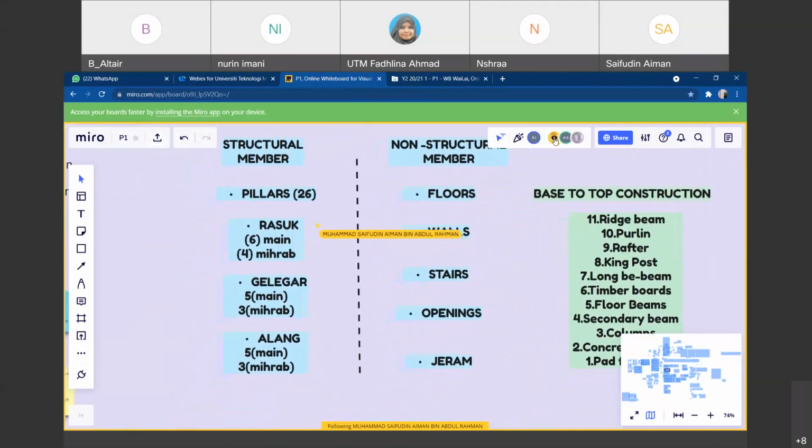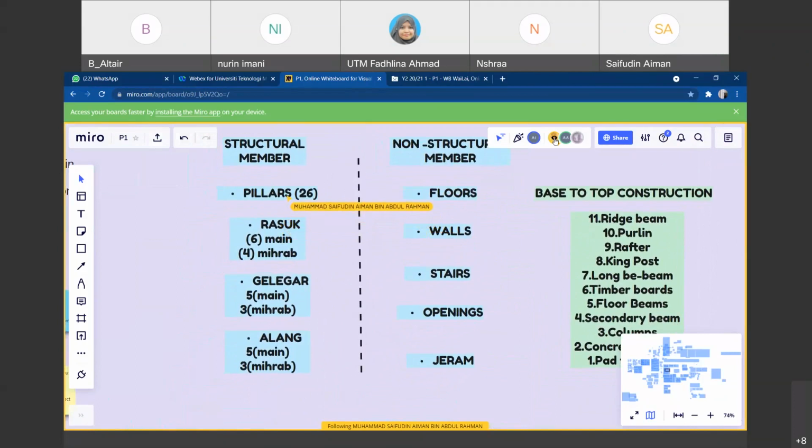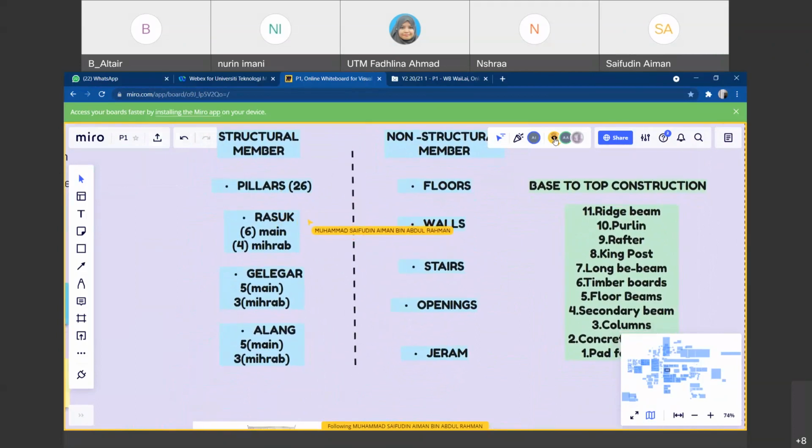For the structural members, we have pillars. For this mosque, we have 26 pillars. And then we have rasu, and I will include the English names. For the rasu, there are six in the main space and four in the mihrab. Then gelegar will have five in main and three in mihrab. And last is alang, five in the main space and three at the mihrab space. For the non-structural members, we have floors, walls, stairs, openings, and geram, and I will include the picture later.